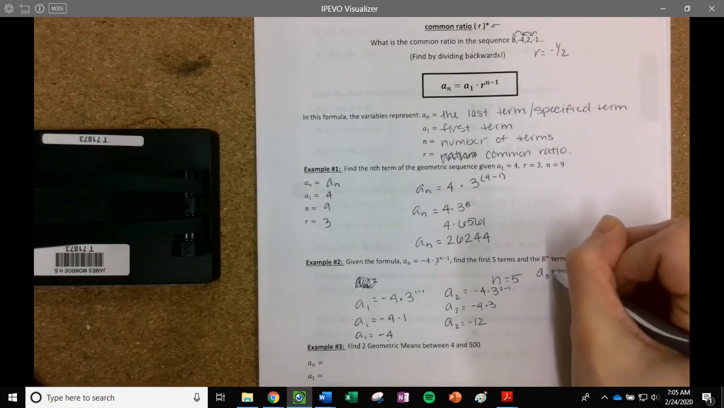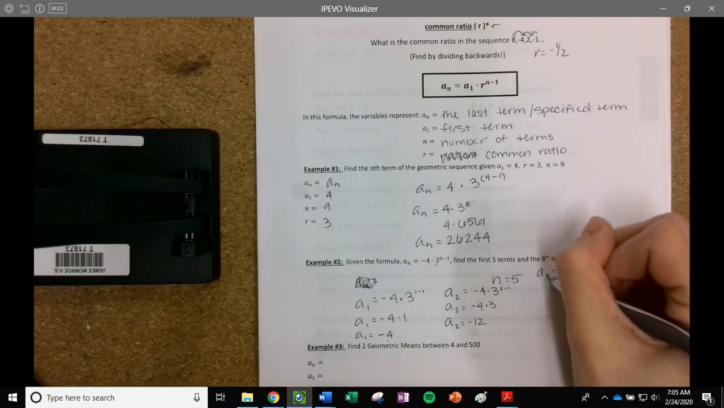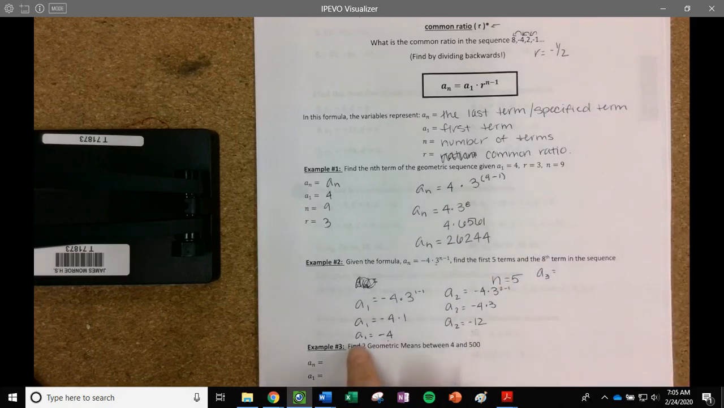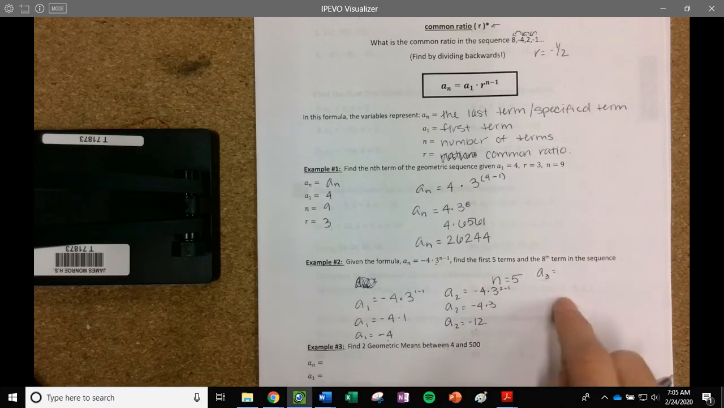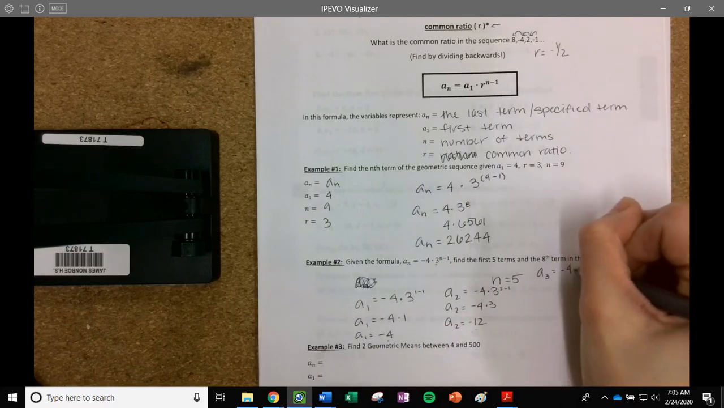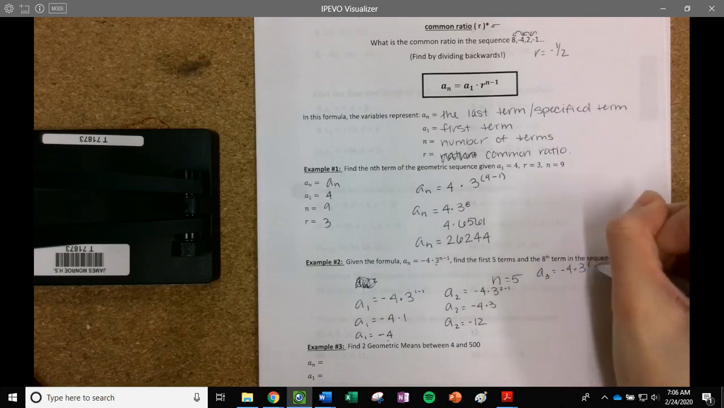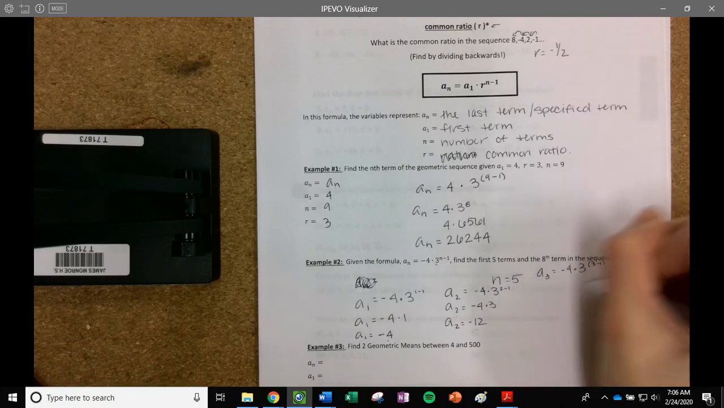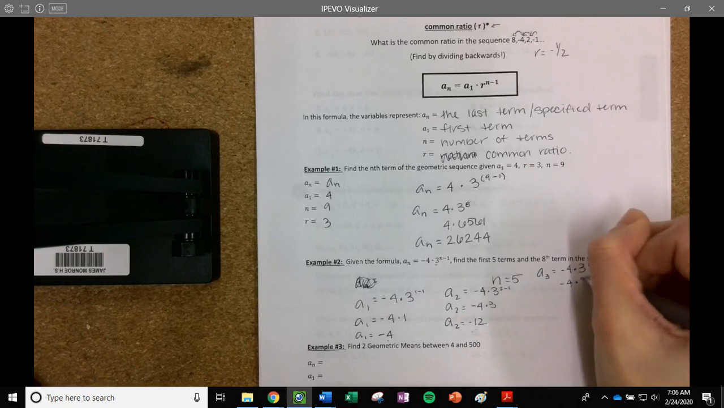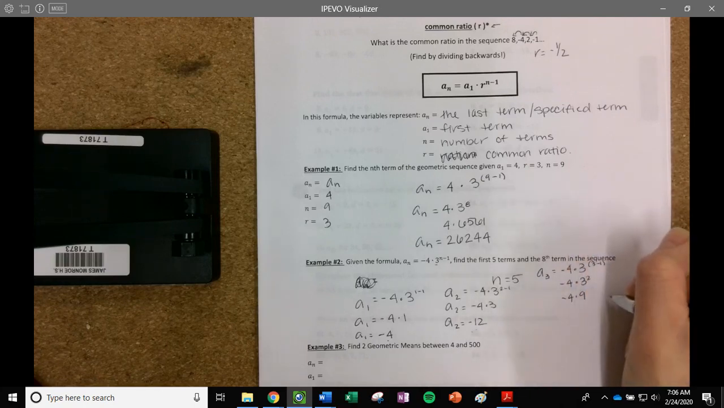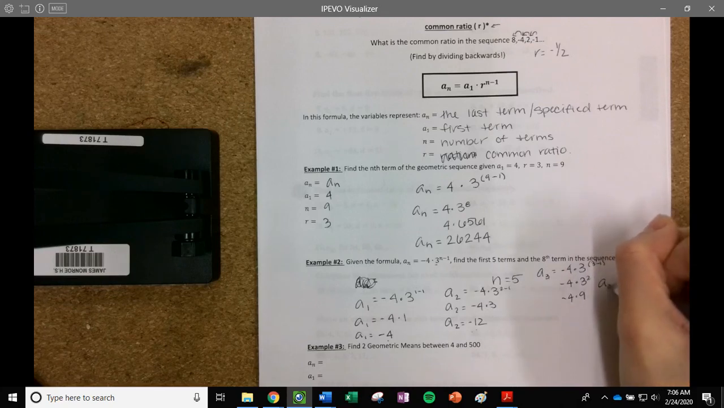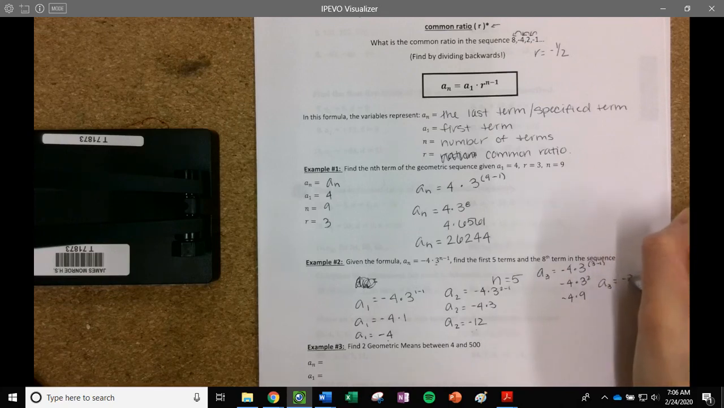A sub 3, because we're looking for that specified term. I want the first 5 terms. We found the first one with a sub 1, the second one with a sub 2, and we filled in that corresponding number for n. So a sub 3 is going to be -4 times 3 raised to the 3 minus 1, so -4 times 3 squared, -4 times 9. A sub 3 equals -36.